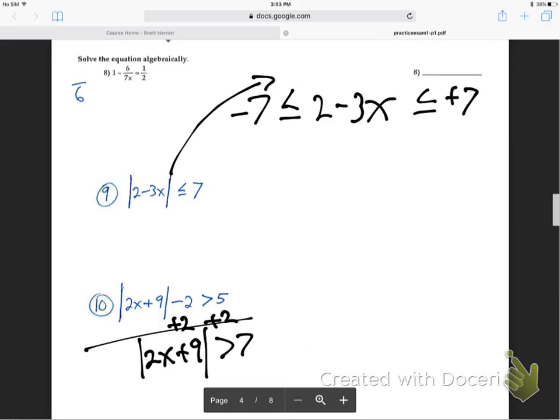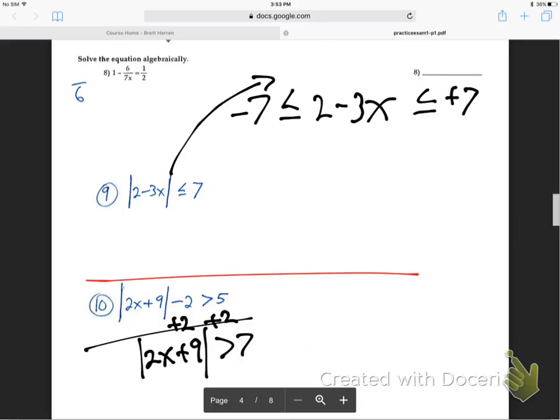So then it's just 2 minus 3x. I mean, call it number, call it Joe, call it Tom, call it 2 minus 3x, whatever. The thing is between -7 and +7, because the absolute value of it is smaller than 7. That's what it means. Right? That makes sense?